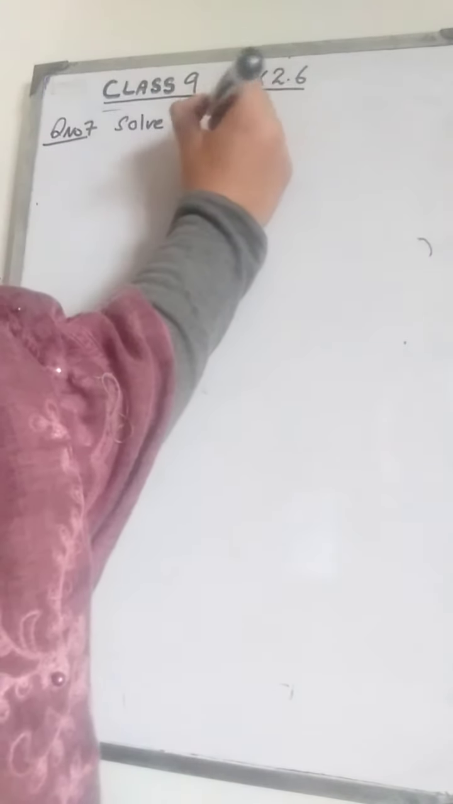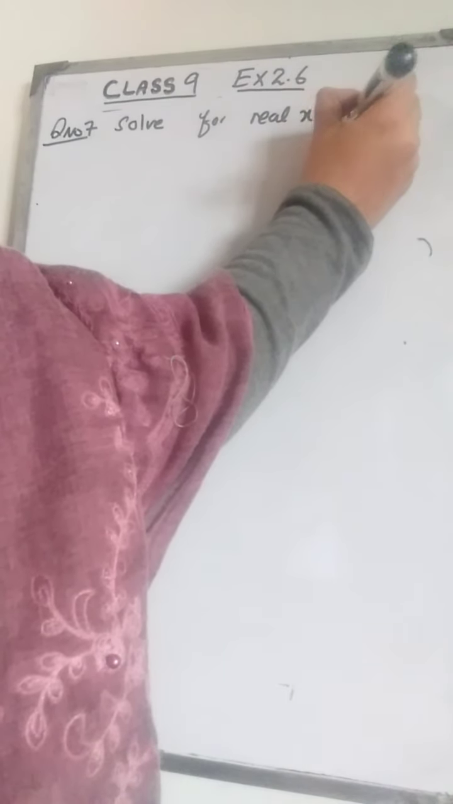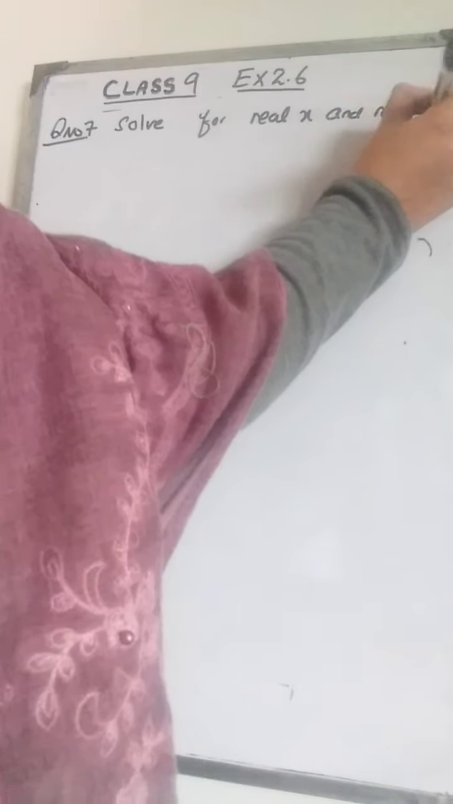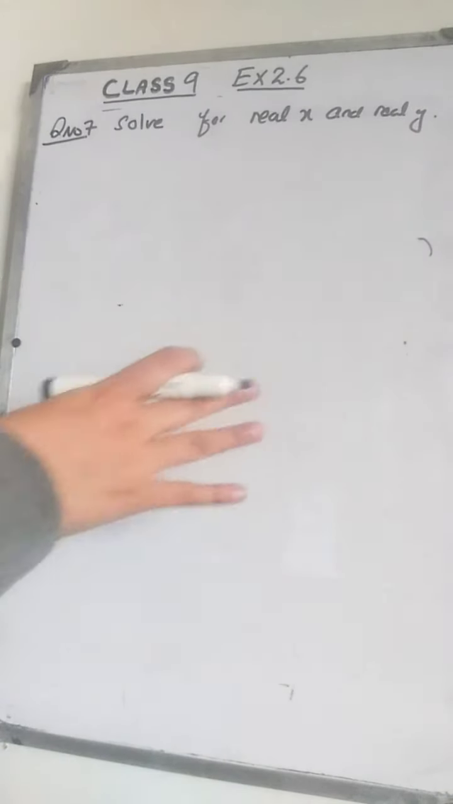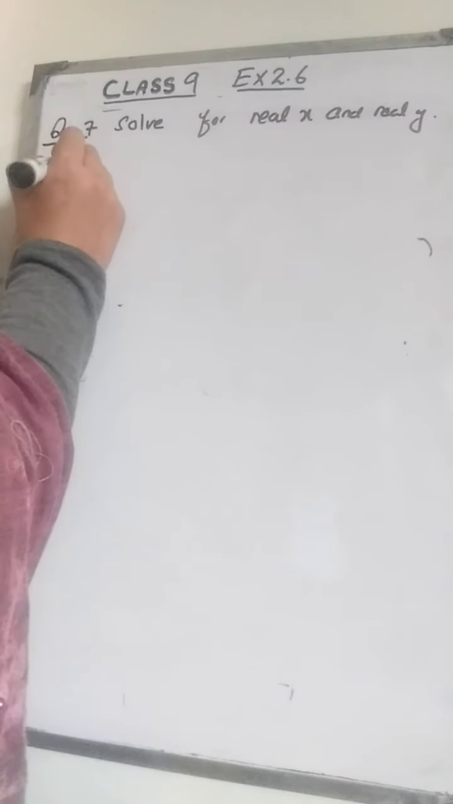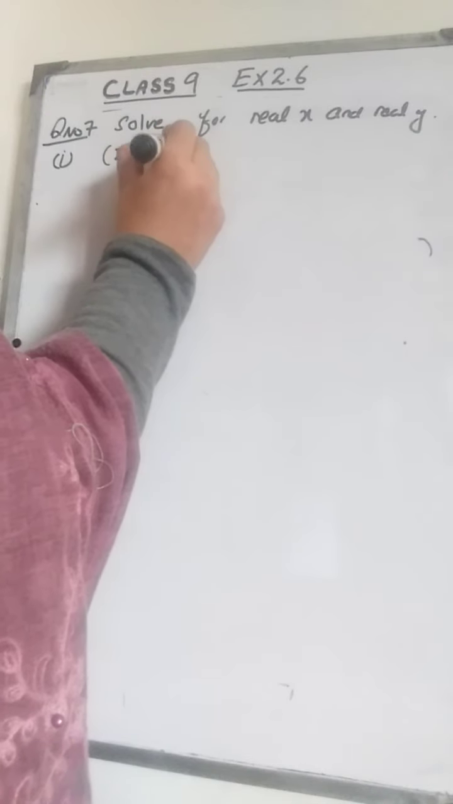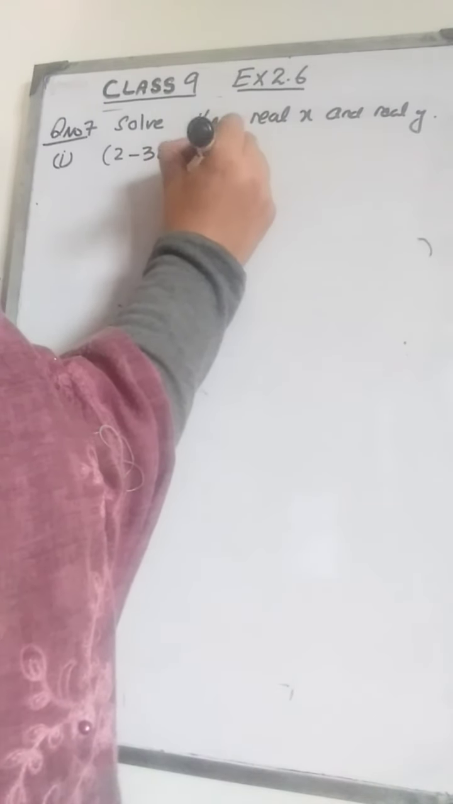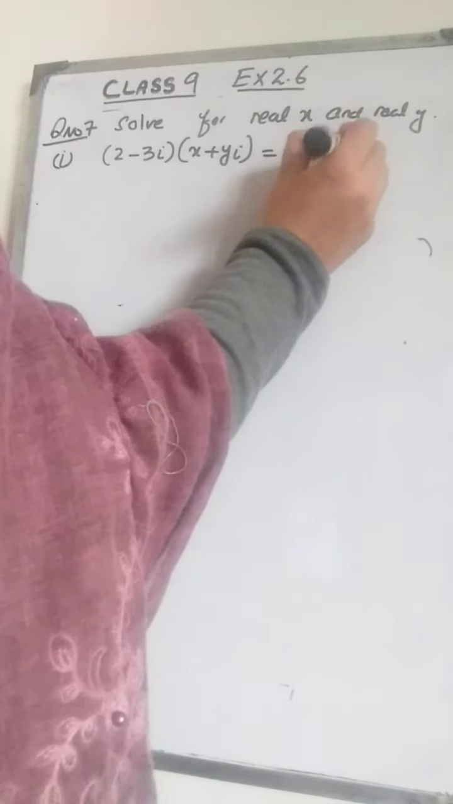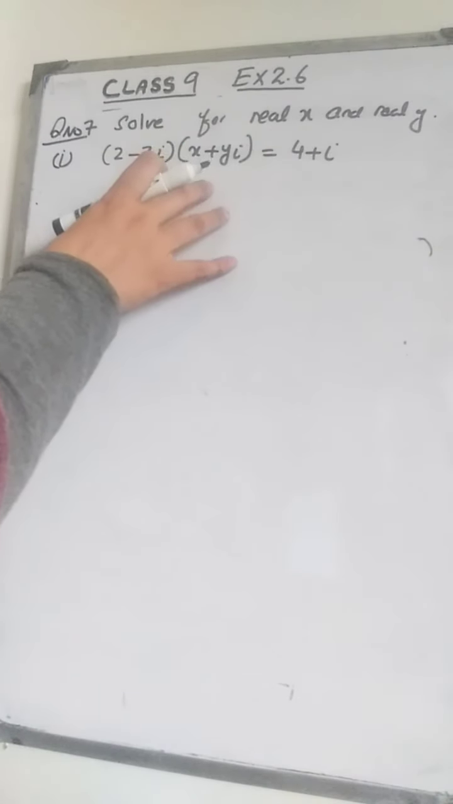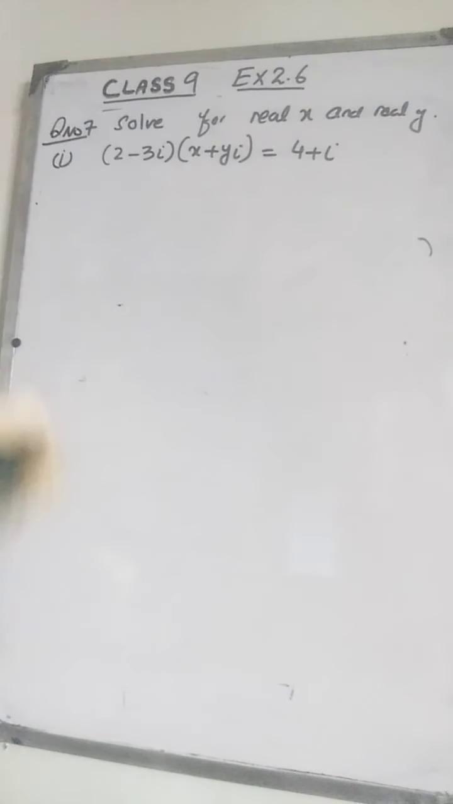We have to solve this for real x and real y, meaning we need to find the values of x and y in all these 3 questions. The first part is (2 minus 3 iota)(x plus y iota) is equal to 4 plus iota. From this equation we have to derive the values of x and y.